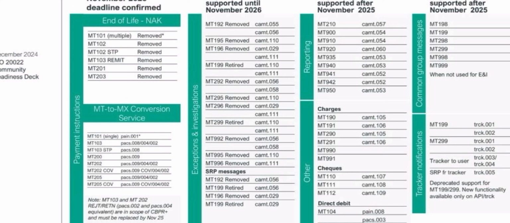TRCK, track.j01, track.j02, MT299, track.j01, track.j02, and the tracker to user messages are there. That is basically from Swift GPI to the user. We have TRCK.j03, TRCK.j04, and the tracker TRCK.j05. Deprecated support for MT199/299, new functionality available only on API/track.